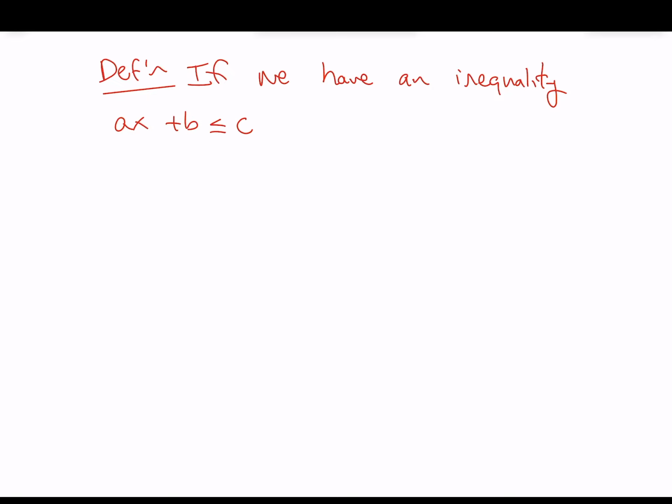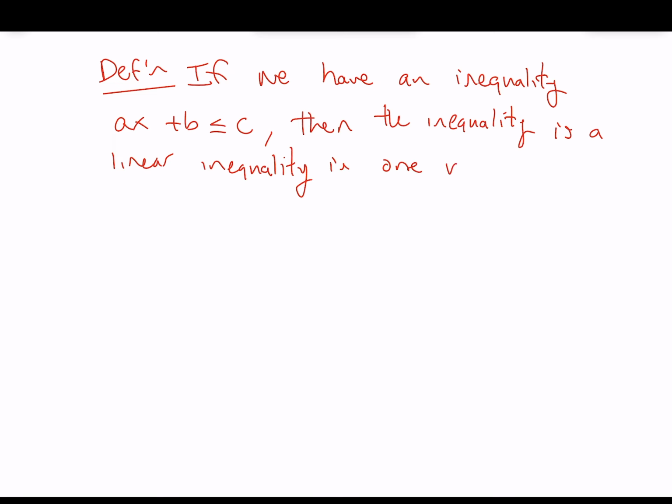Let's start with a definition. So if we have an inequality, say ax plus b less than or equal to c, then the inequality is a linear inequality in one variable.